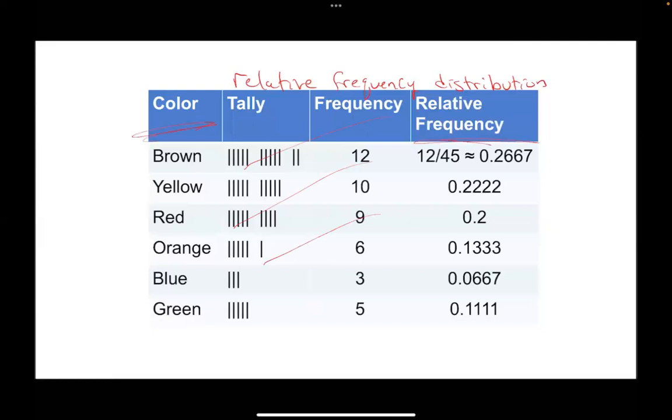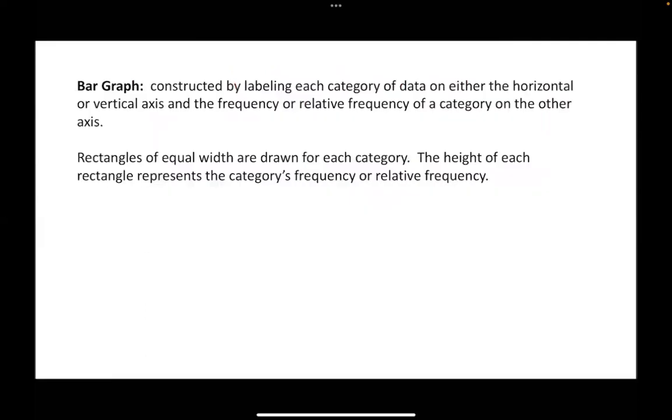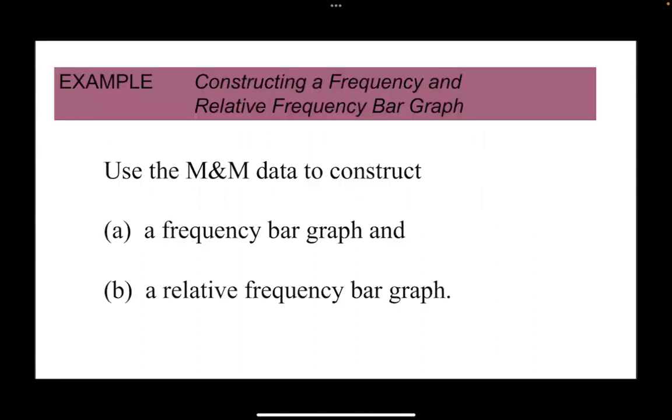All right, moving on up. So a bar graph, you probably have seen millions of bar graphs in your lives. In a bar graph, we label each category of data on the horizontal, usually the horizontal, occasionally the vertical axis. And then the other axis will be your frequency or relative frequency. All the rectangles are equal width, and the height tells us how frequently a number came up. So I'll show you what that looks like with M&Ms.